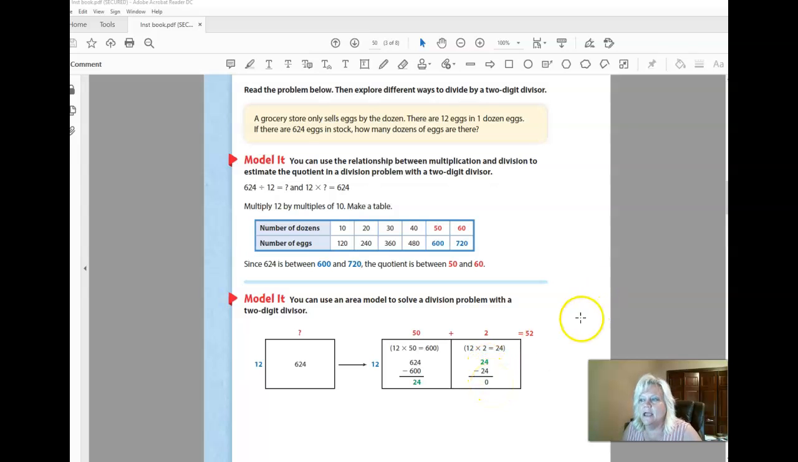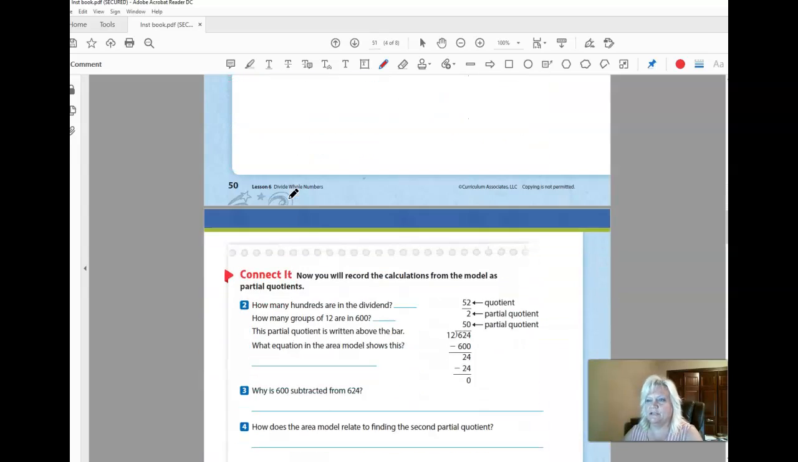I'm now done. And if you remember this part, oops, I got to get my marker. This right here is our answer. And so I add my 50 and my 2 and I get 52. This box is where we do all of our work, but our answer is what lands up here on top. So I know that 12 times 52 is 624. So if I know that 12 times 52 is 624, then I also know that 624 divided by 12 is 52. Let's go down to the next page.